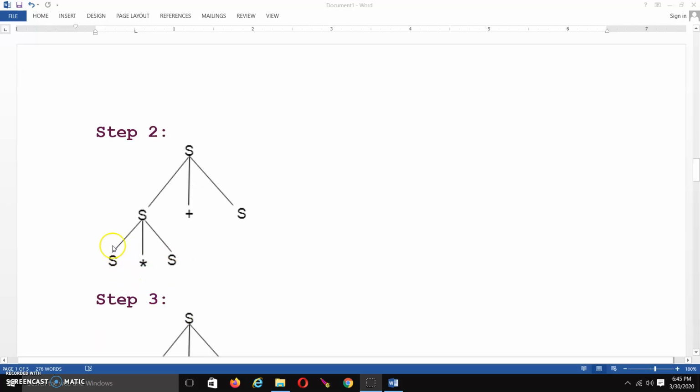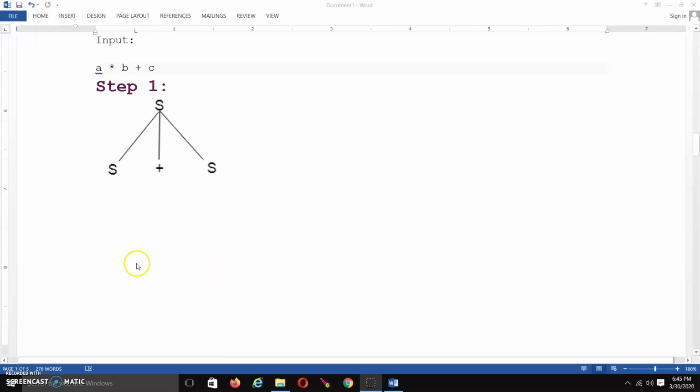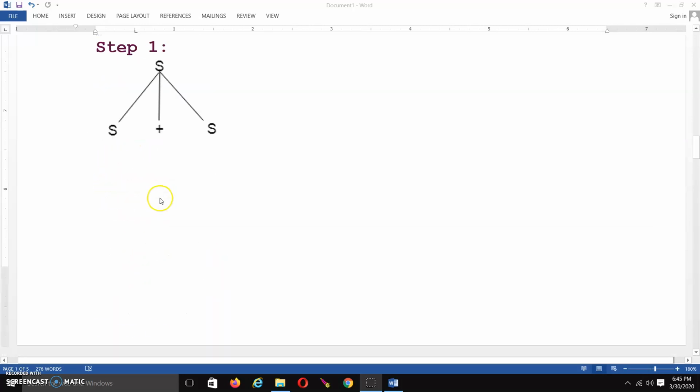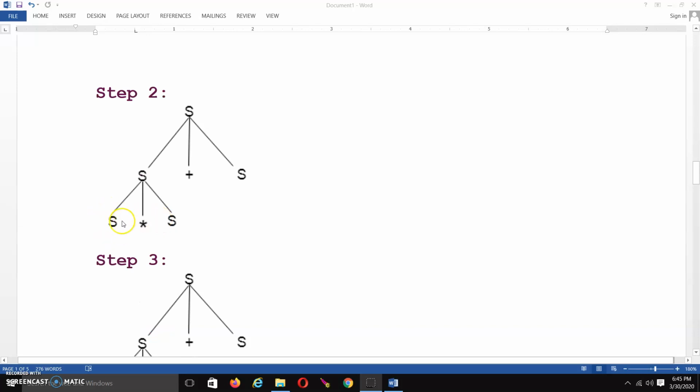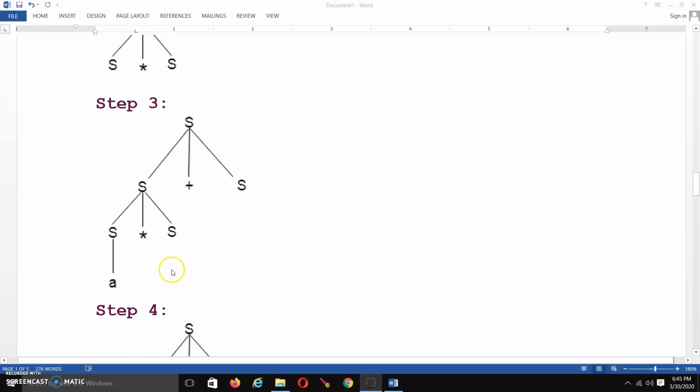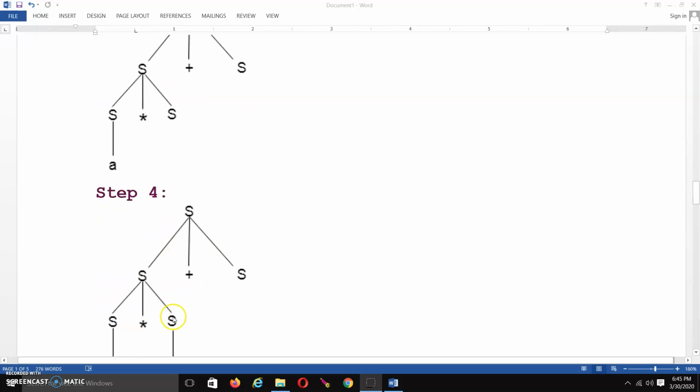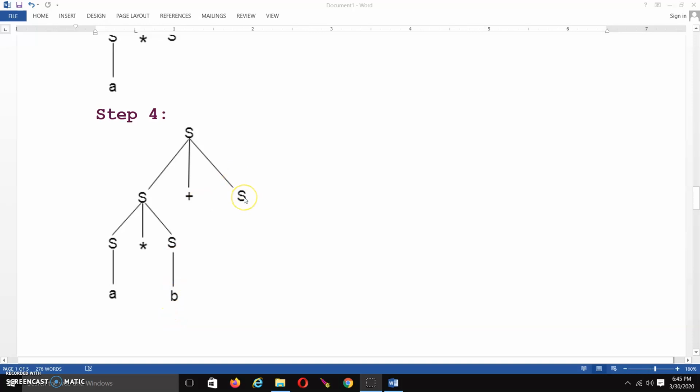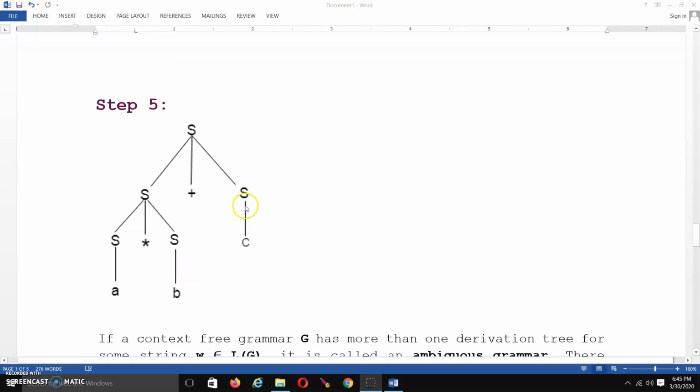In the third step, S is going to be further divided into either A, B or C as per the string derivation A star B plus C. The second part is going to be divided: the leftmost S is replaced as A, the middle S is replaced as B, and the last S is replaced as C. So that means I have derived the string A star B plus C.